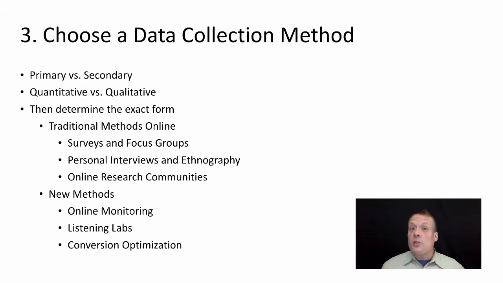And the answer to a lot of these questions often happens to be, I'm going to use all of these different things together, right? But you need to understand the strengths and weaknesses of each when designing your research methods. Once I've gone through that framework and thought about what's going to be most useful for me, then I need to determine the exact form by which I'm going to conduct my digital marketing research. I break this up into taking traditional methods of research and moving them online, and or the creation of brand new methods that are really enabled by digital marketing, right?